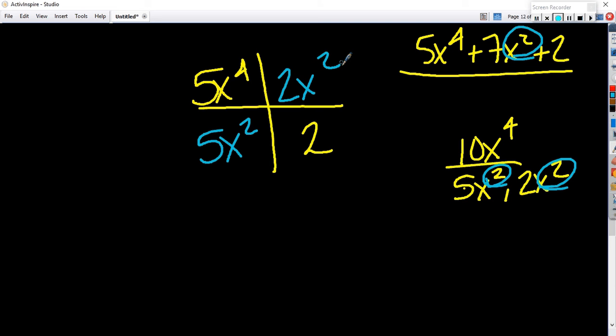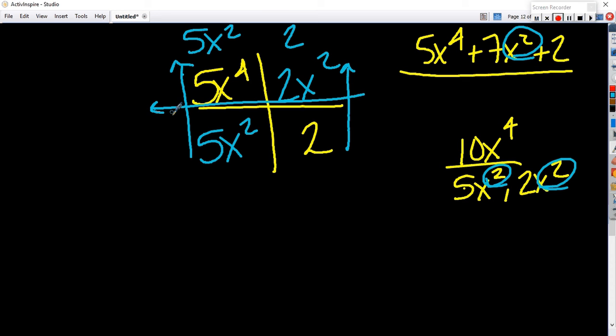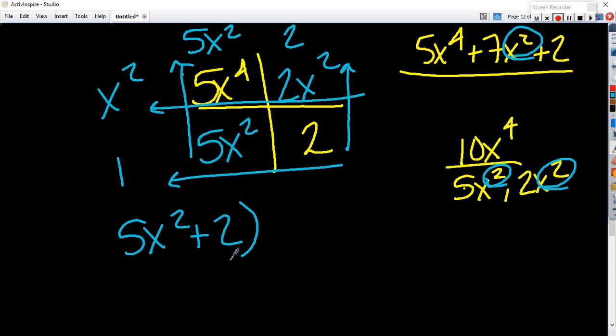All right, now I go up and over the exact same way I've been going up and over. What is the GCF of the first column? In other words, the biggest thing I can divide both of them by. Not just 5x, but this time 5x squared. And how about here? 2. And now let's go across. How about the GCF there? X squared. And how about here? 1. Does that make sense? That's all we have to do. We're going to tack something onto it in just a minute, but just wait. So I got 5x squared plus 2 times x squared plus 1.